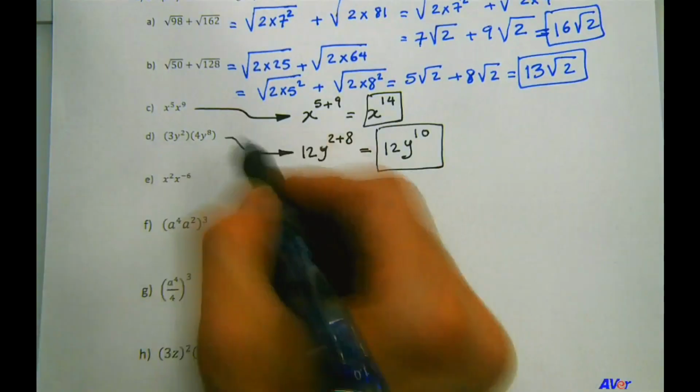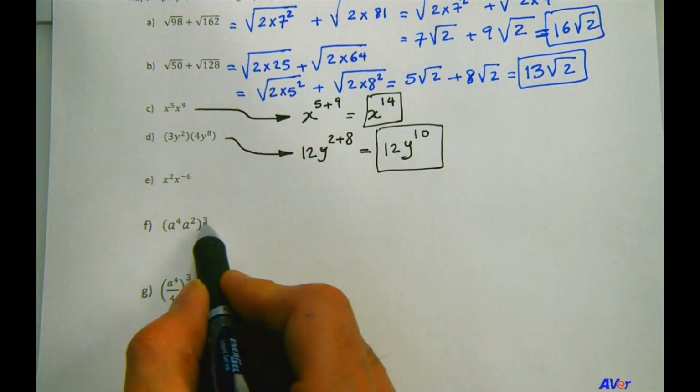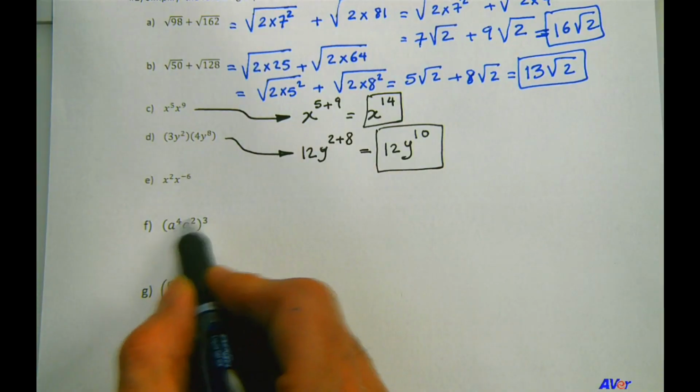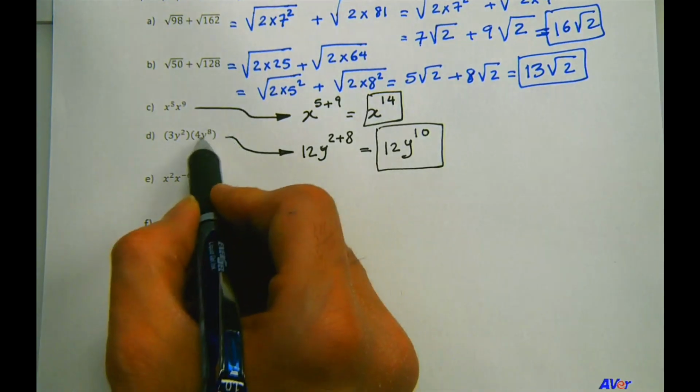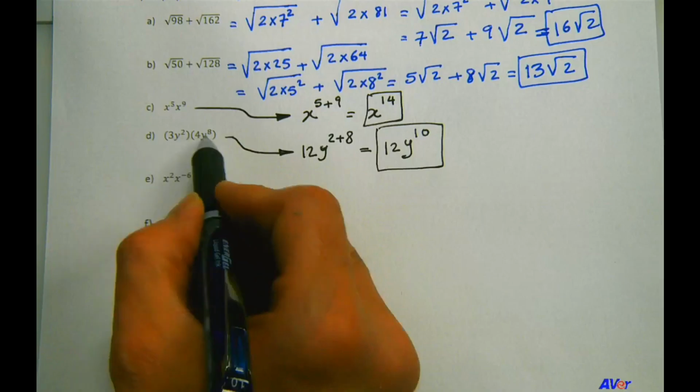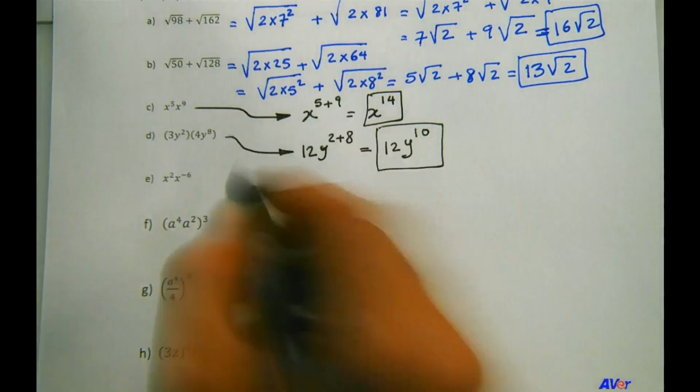Remember, if the power is on the outside, like this, we multiply it by the power on the inside. But if there's no power on the outside, then anything that has the same base, we add the powers.